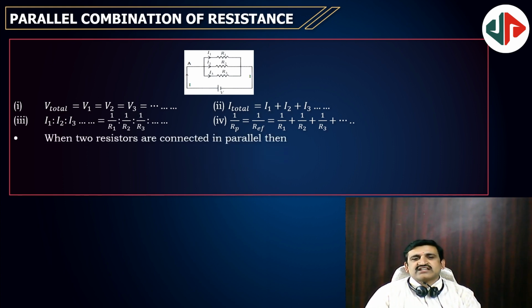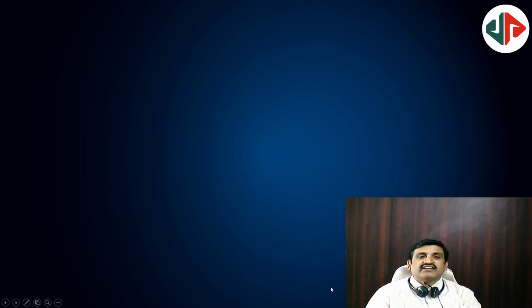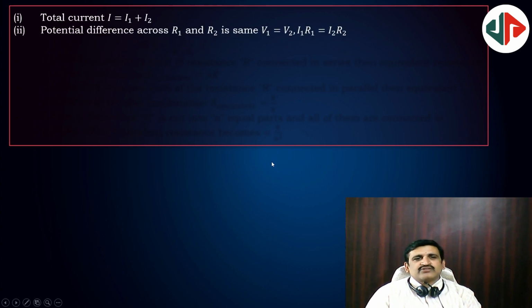When two resistors are connected in parallel, like only 2 resistors, the same thing you can apply. Next, total current I is equal to I1 plus I2, and the potential difference V1 is equal to V2 because they are in parallel, so I1 R1 equals I2 R2, and I1 is equal to R2 by (R1 plus R2) into I.